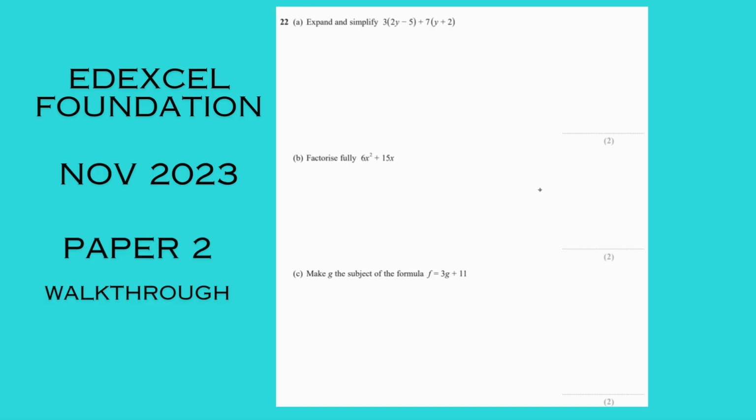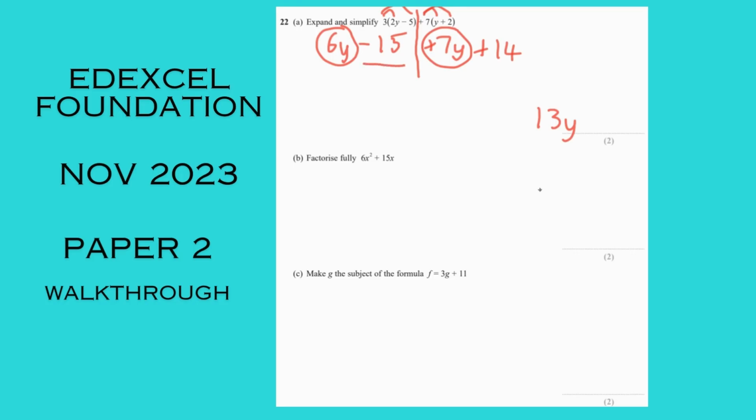Question 22. Good old algebra. You know it's coming. Yes, there's 2 brackets. No, it's not a quadratic. They're separated with a plus or minus, so you can expand them as if you're dealing with 2 separate questions. So 6y and minus 15, 7y and positive 14. So simplify your y's first. Everything's positive.